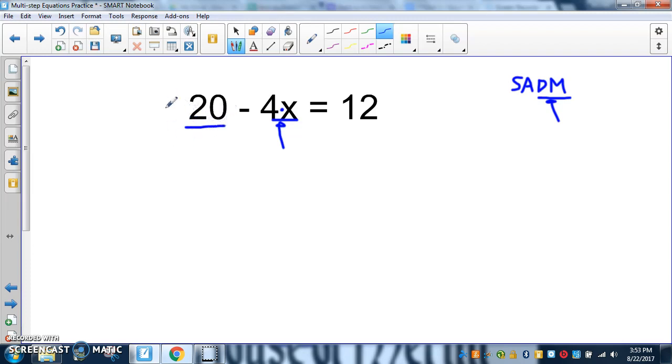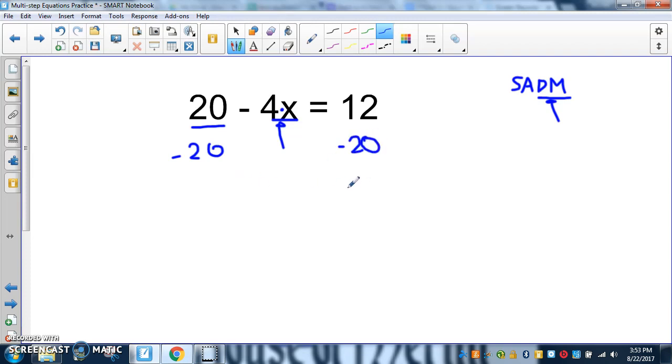Now the 20 is positive. It is not negative because there is a plus sign there. We don't usually write plus 20 because it's a positive number, but it is positive. So if I subtract 20 and do it to the other side as well, I'm well on my way to solving this problem.